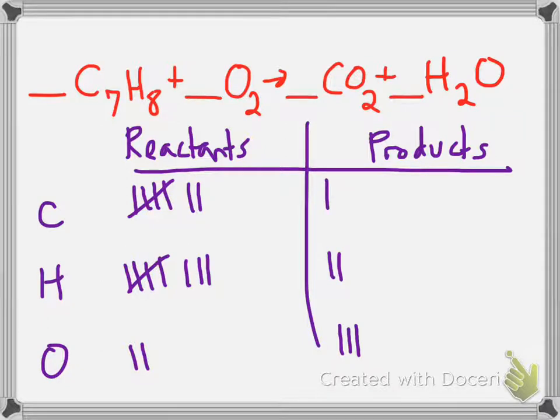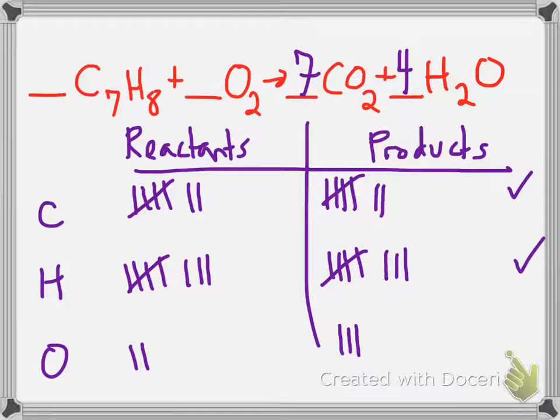So I'm going to start with my carbons. I have more on my reactant side, so I need to add a coefficient on my product side. And to get it to 7, I'm going to add a 7 there. So now I have 7 carbons on both sides. So yay, that one's balanced right now. And then same with my hydrogens. I have more on my reactant side than my product side. I have 8 on my reactant side, so I need to get 8 on my product side. So something times 2 needs to give me 8. Well, that's going to be 4. So 4 times 2 will give me 8 hydrogens.